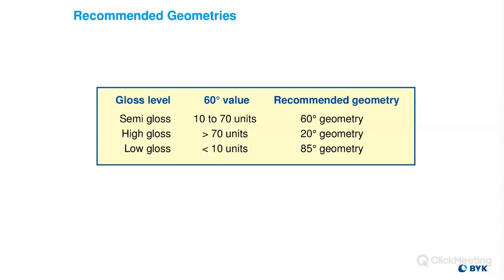This is not hard and fast. It's not that 60-degree readings are invalid the second you get above 70 or below 10. Many people do use 60 above 70 and below 10 because that is the oldest geometry, the most widely used worldwide. So this is just a general rough recommendation.